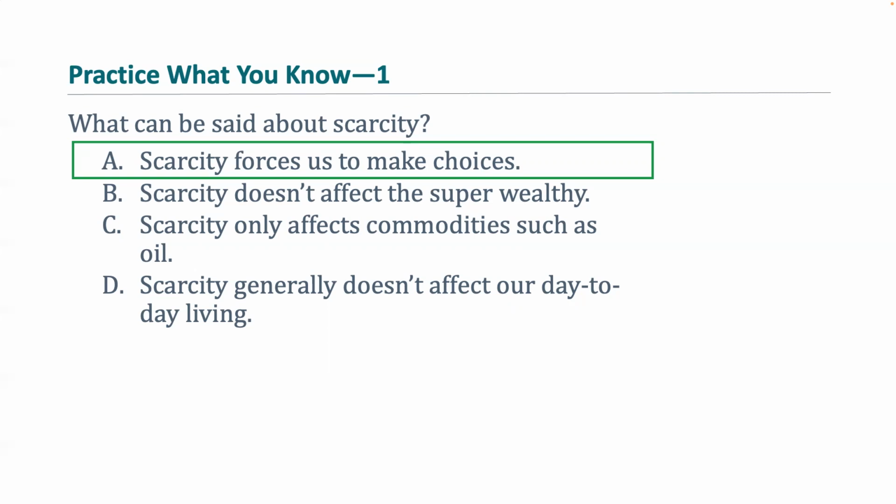Now, the reason that option B is not correct is because even super wealthy people have a limited amount of time and other resources. So they still do have to make decisions, and they are still impacted by scarcity, albeit not in the same way that everybody else is. Scarcity does not only affect commodities such as oil, because it is applicable to every single choice you make in your daily life. And because of that, scarcity does greatly affect our day-to-day living, and that's why answer choice D would not be a great choice.